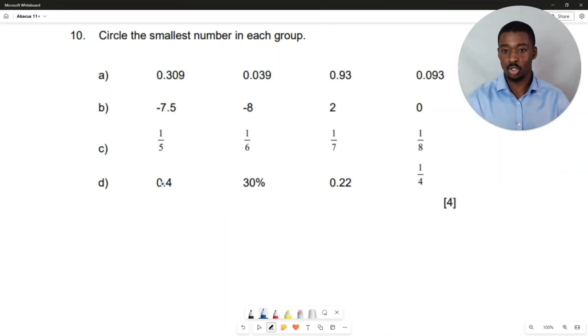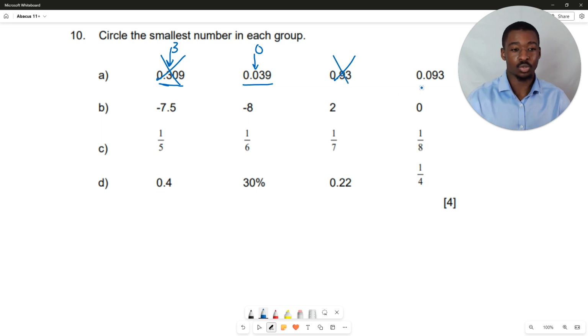So now we have to circle the smallest number in each group. So let's start with A. Well, straight away, we know to look at the tenths column, right? Because this number here, 0.309, is going to be bigger than this number here, 0.039, because in the tenths column we have 3, and here in the tenths column we have 0. So using this understanding, we can already disqualify this number here. And also we can disqualify 0.93. So let's move on to this final one.